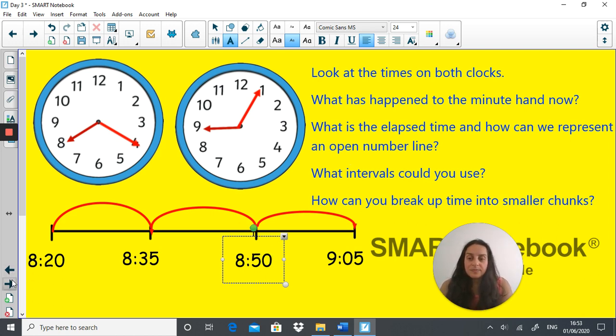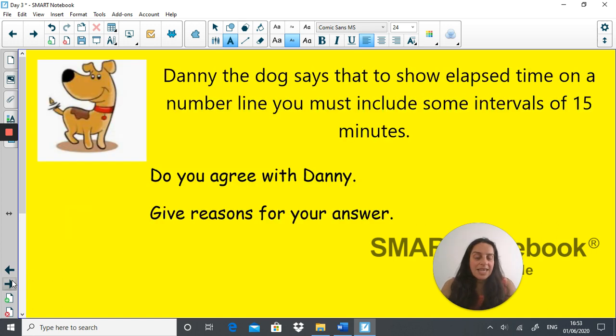Here he is, our friend Danny the dog. Let's see what Danny the dog is saying to us today. Danny the dog says that to show elapsed time on a number line, you must include some intervals of 15 minutes. Do you agree with Danny and give reasons for your answers?